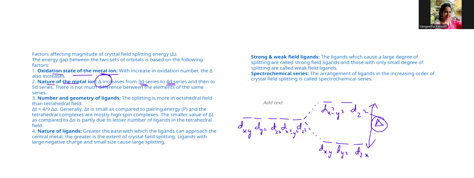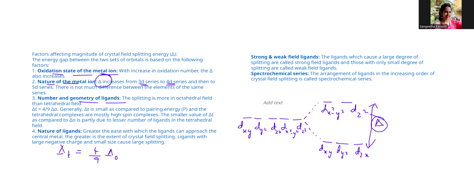Next is the number and geometry of ligands. As I already told, tetrahedral and octahedral complexes are different. In a tetrahedral complex, the delta value is lower. Delta T is nothing but the delta of the tetrahedral complex, and it is equal to 4 by 9 delta O. Delta O is nothing but the delta of the octahedral complex. So delta T is of course lower.